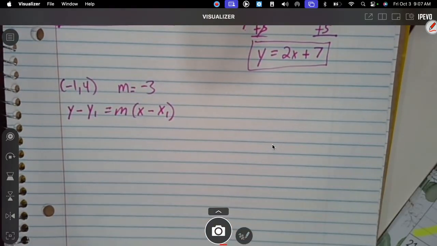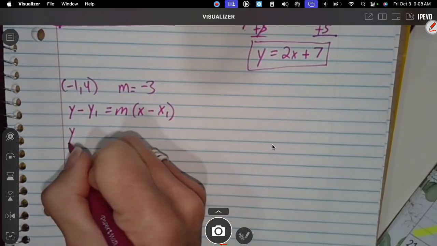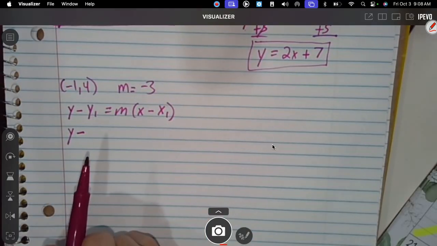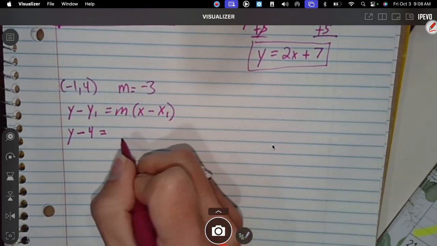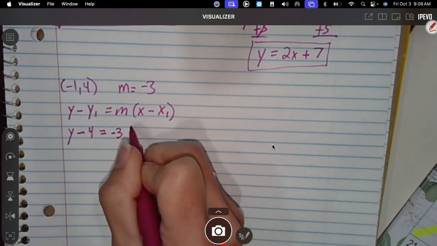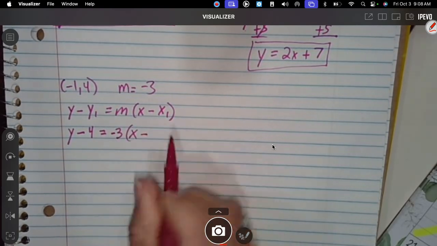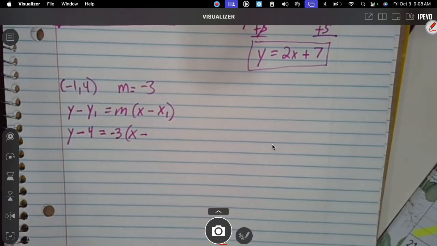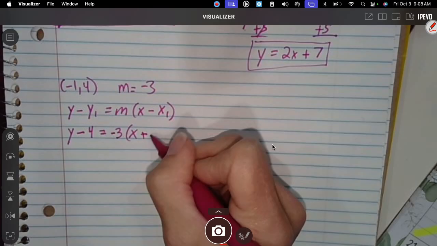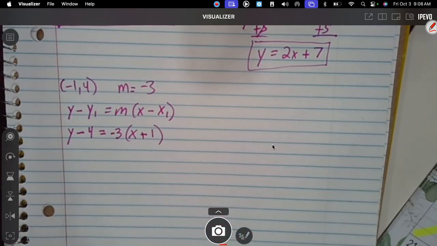So I would do all kinds of stuff going on. Y minus, what's my y value? 4 equals my slope. And then x minus, what's my x value? -1, but it would change to +1 because minus a negative.